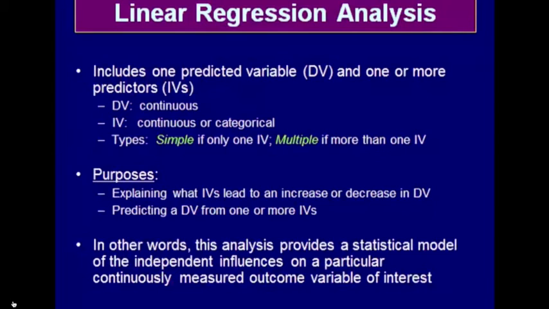If you only have one independent variable and you want to see if that one independent variable helps you to explain or predict the continuously measured DV, then it would be called a simple linear regression. If you have a number of independent variables that you want to see if they help you to explain or predict a continuously measured DV, then that would be called a multiple linear regression analysis. So again, simple is just if you have one IV, one DV. Multiple would be if you have multiple factors helping you to explain a continuous DV, and that's the multiple linear regression.